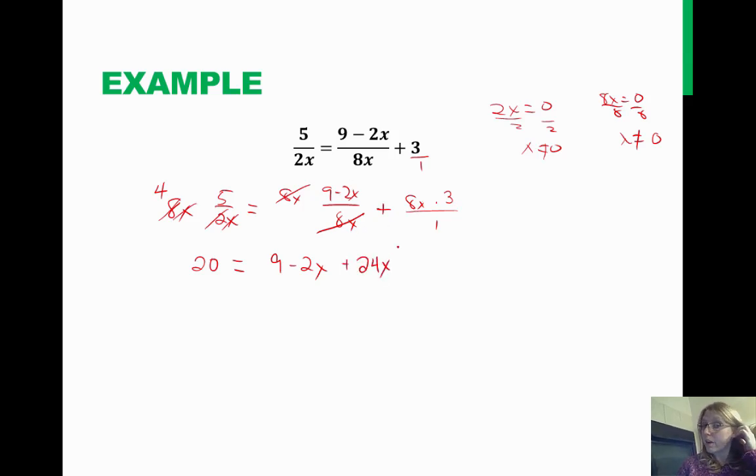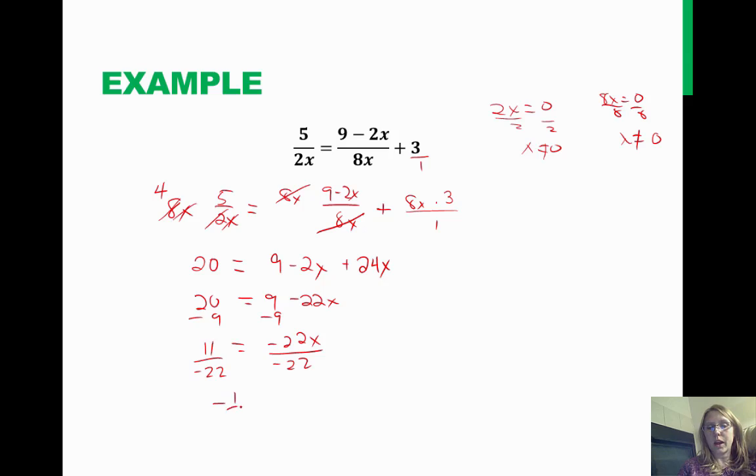So now we can simplify. So I'm going to do that right now. I have negative 2 plus 24, and that makes it a 22x. If I take away 9 from both sides, I get 11 equals negative 22x. And then if I divide both sides by negative 22, my answer here is negative 1/2. So x is negative 1/2, and we know that that's okay because it's not 0. So this is a good answer.